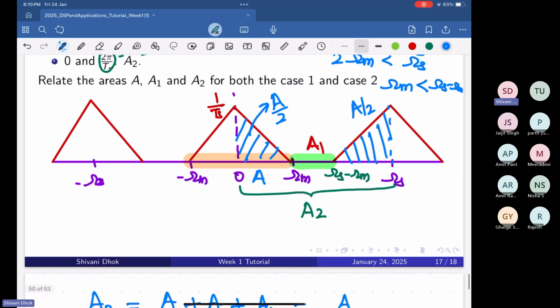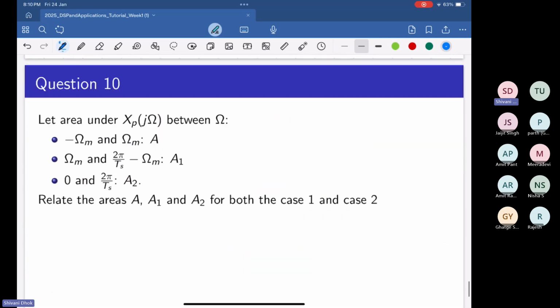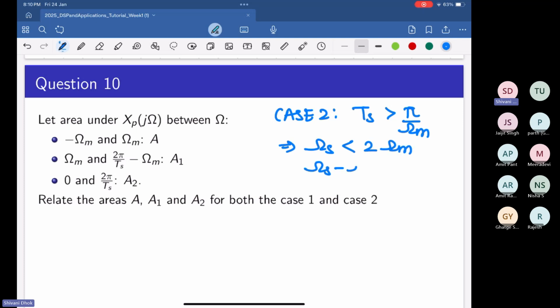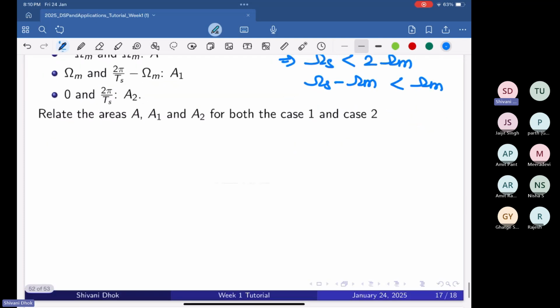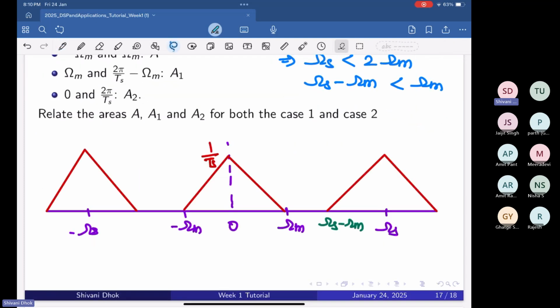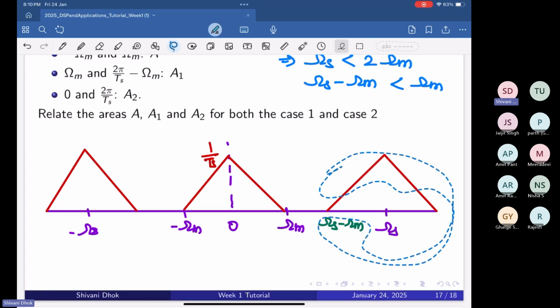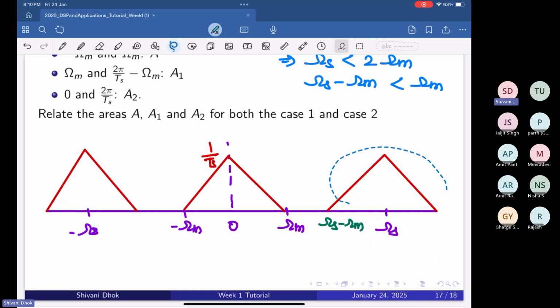The case 2 is the opposite case. So case 2 is the one where we have Ts greater than pi by omega m, which means that omega s is less than 2 times omega m. That is, omega s minus omega m is less than omega m. So what we have is that we'll have overlaps. So now we will have overlaps.